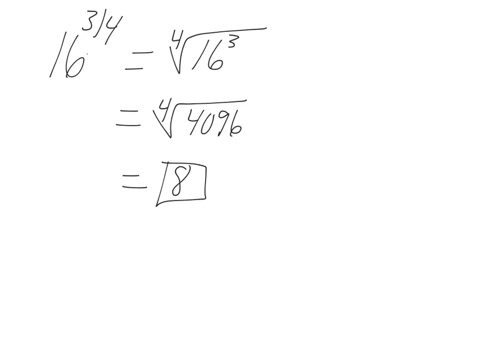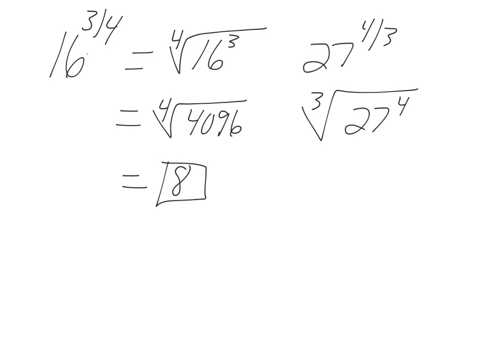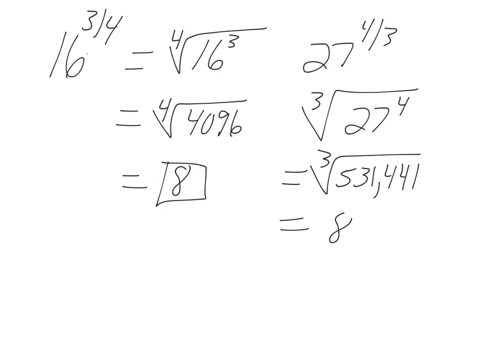We'll try one more here. Let's say I have 27 to the 4/3 power. So we got 3 there, 27 to the 4th. Now this is going to come out to be a big number because 27 to the 4th power means 27 times 27 times 27 times 27. So it's 531,441. And then if I put that in my calculator, the cube root of 531,441, that comes out to be 81. So that would be a couple examples if you have a problem like that. That's how those are set up and solved.